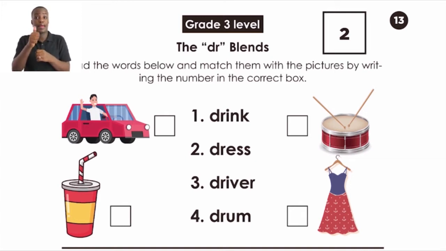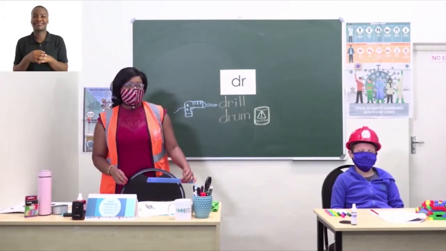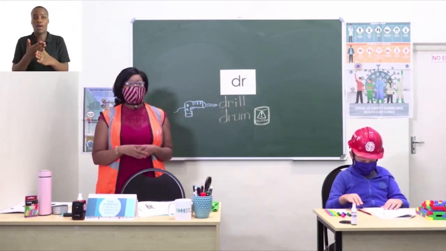The next one we can see is a different type of drum, the one that we play. Is it 1, 2, 3, or 4? And the last one is a beautiful dress. Is that dress 1, 2, 3, or 4? If you managed to do this exercise together with me, well done. I'm very impressed. Let us go to the next exercise that is just below the one that we finished.